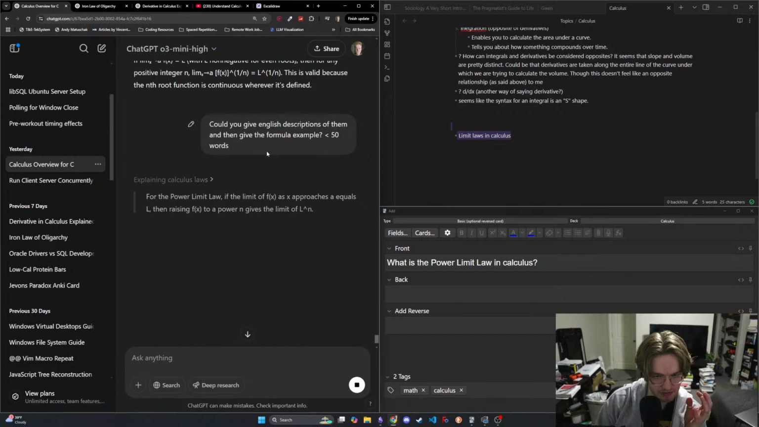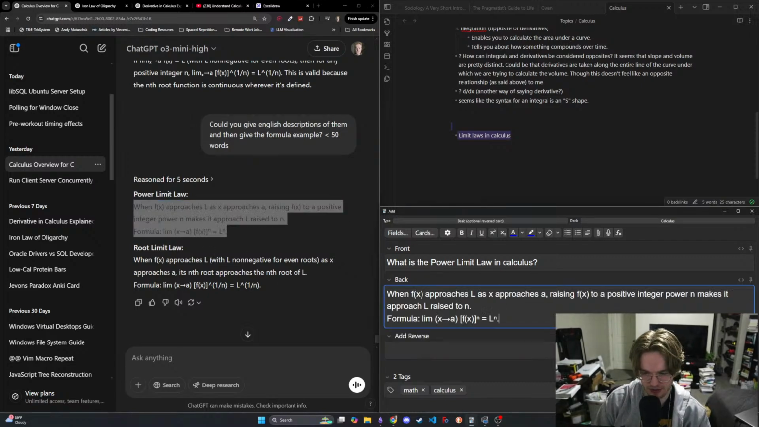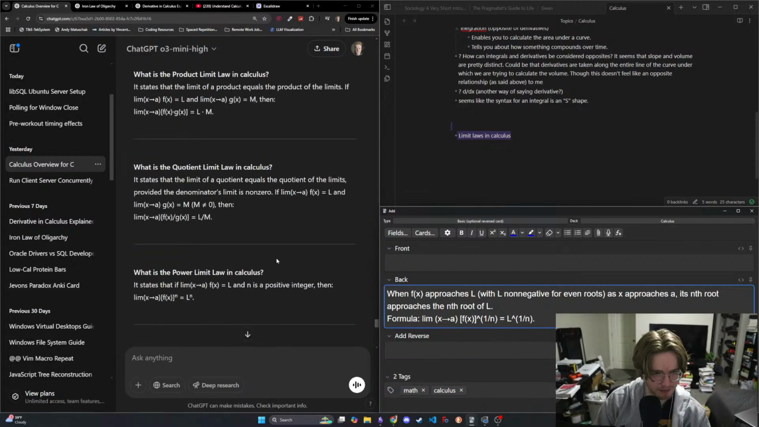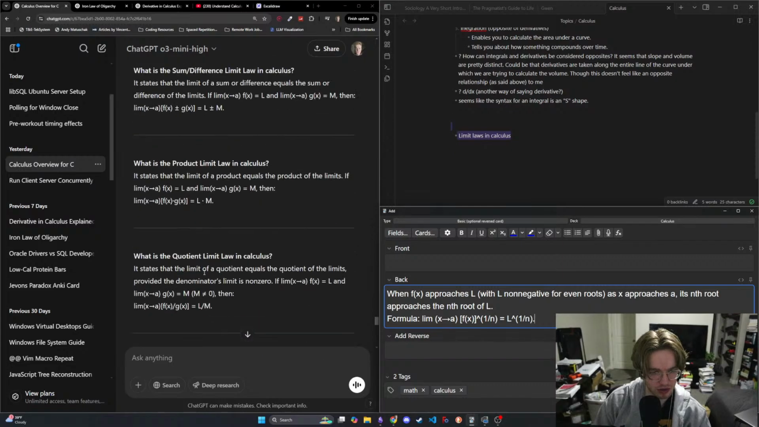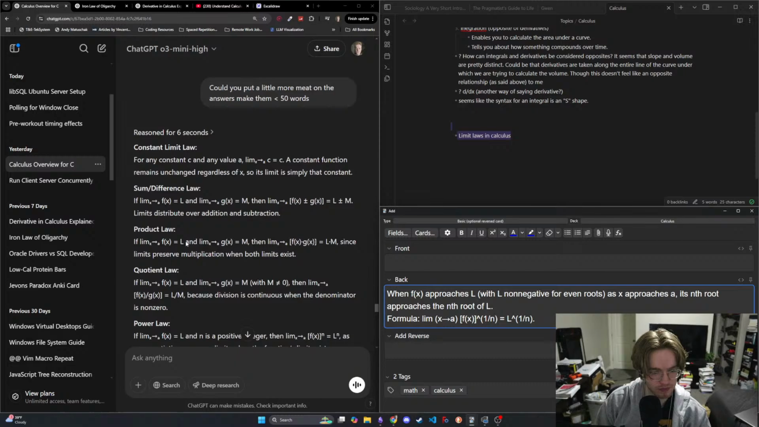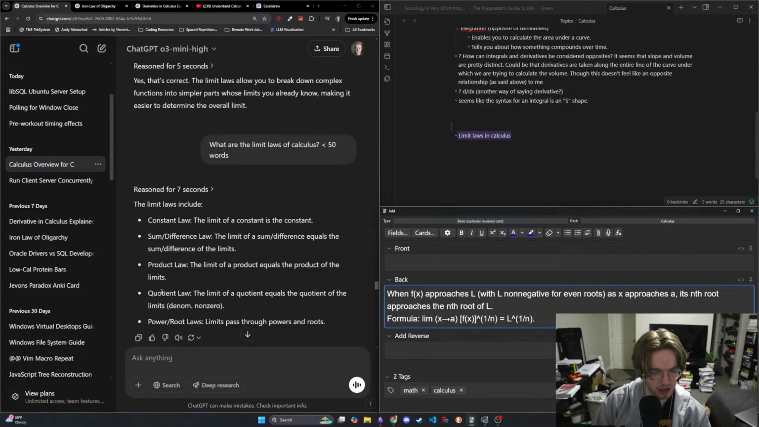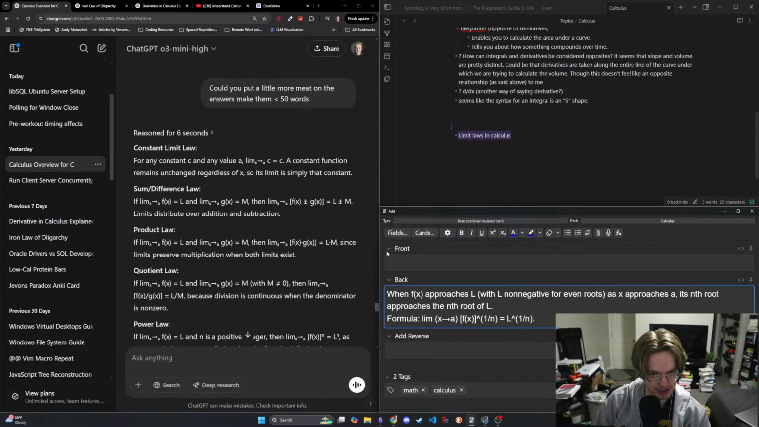Okay, so now I'm asking for an English description, and then the formula for that, because that's the better approach when it comes to these. And I'm just noticing that these power and root laws were actually, yeah, they were put under the same umbrella here. And so I might have to adjust that.